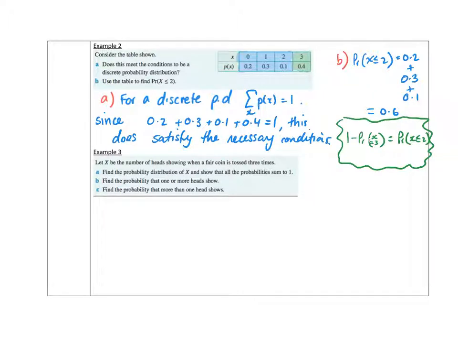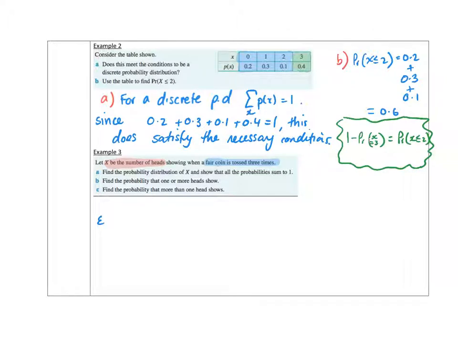So let's apply what we know to example 3. It says let x be the number of heads showing when a fair coin is tossed 3 times. So I know that x is the number of heads shown, and I know that this is a fair coin that's being tossed 3 times. The question asks me to find the probability distribution of x and show that all probabilities sum to 1. Well, the first thing I'm going to start with is my sample space.